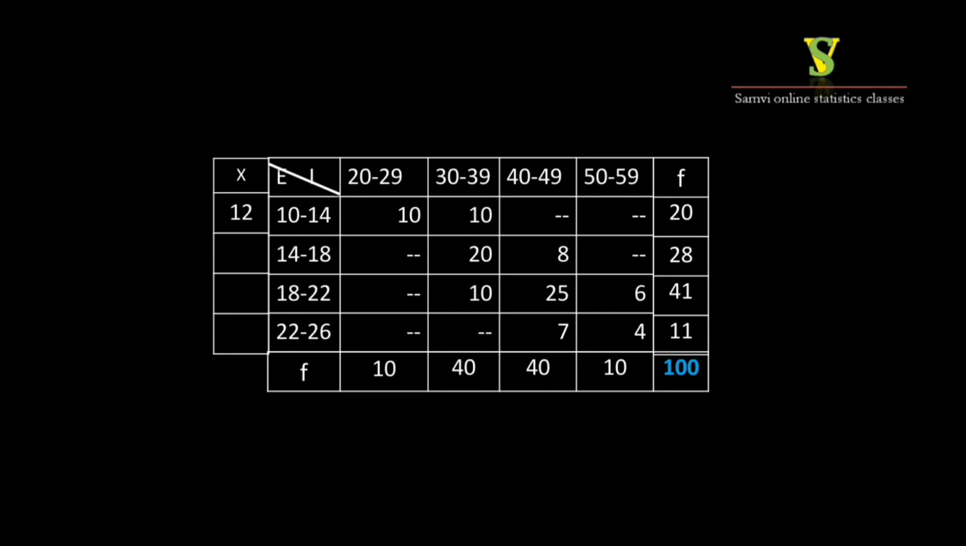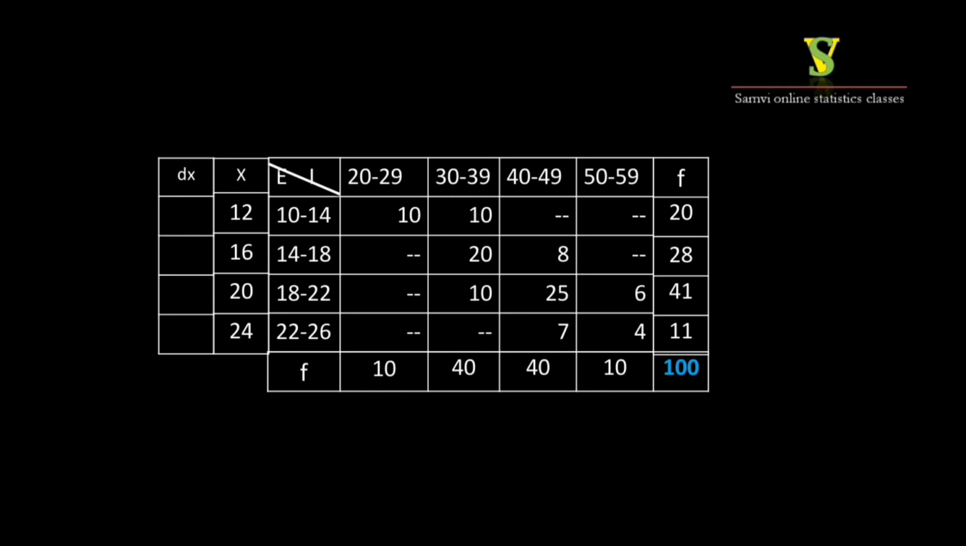Next, similarly, 18 plus 14 by 2 will get 16. 22 plus 18 by 2 will get 20. 26 plus 22 divided by 2 will get 24. So first you calculate what is x. Once you calculate the x, next you have to move to dx.